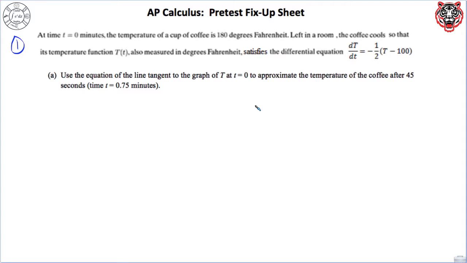This is AP Calculus Unit 6 Pretest Fix-Up. This is going to be the solutions.